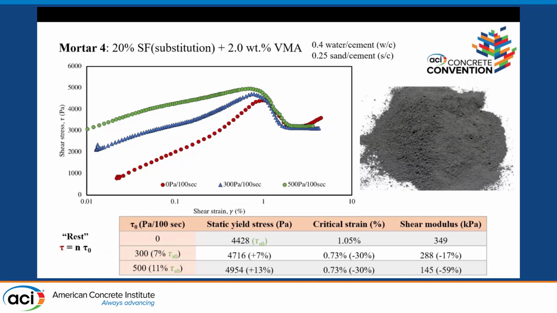For the critical strain, there was a drop, but then it remained very static, and the shear modulus with silica fume got affected significantly. I almost lost 60% of my shear modulus.